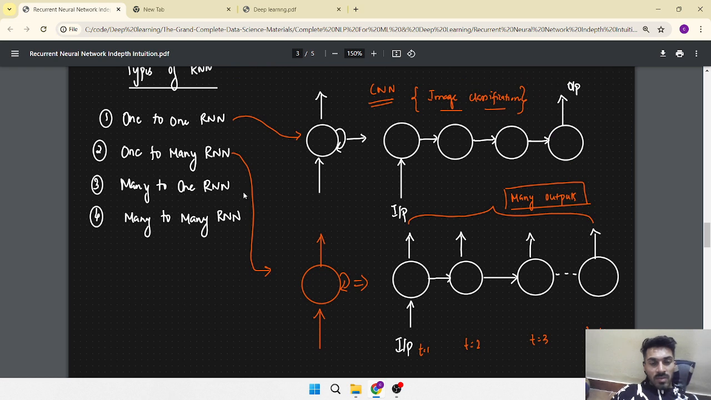In many to one, basically we pass many inputs and tell the model to predict only one output. Sentiment analysis is an example of many to one. And in many to many, we pass many inputs and ask the model to predict many outputs, like language translation. This is the example of many to many RNN.